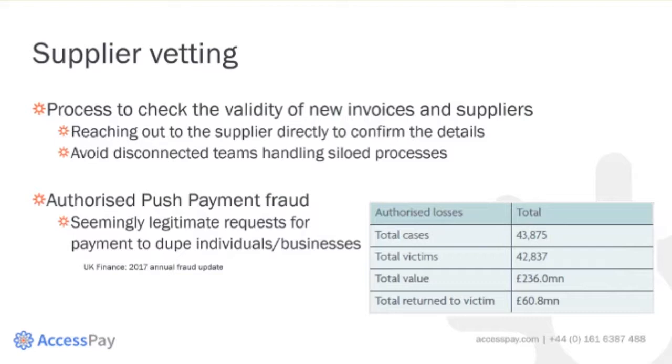So you can see from the stats there that the total value is $236 million for last year, and only 60 was returned to the victims of the crimes. And that, again, emphasises how difficult it is to push back on this, given that it's an authorised instruction through to the banks.